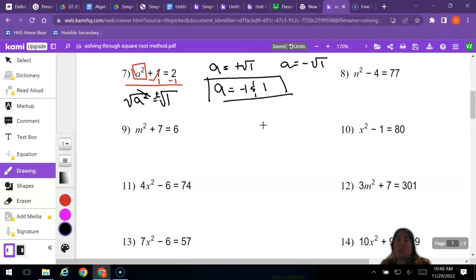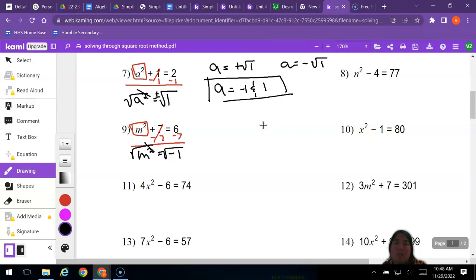Okay? Let's try 9. 9 is the same thing. I need this by itself. With basic algebra, I just got to move it. Right? Now I got m squared equals negative 1. Okay? So let's try this. Take the square root. Here's the thing though. In this case, we can't take the positive negative square root of this negative 1.